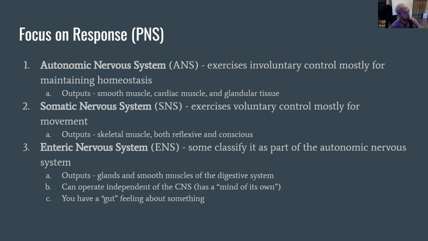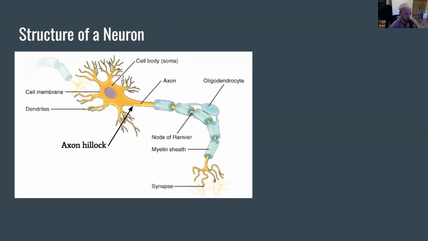All right, so next we're going to look at the structure of a neuron. One thing to keep in mind is that when we talk about processes that come off of a neuron, we're only talking about dendrites and axons. So all of the processes of a neuron are the axon and the dendrites.